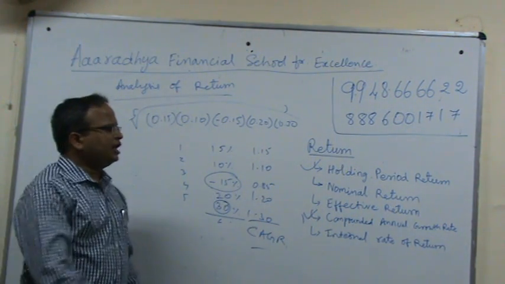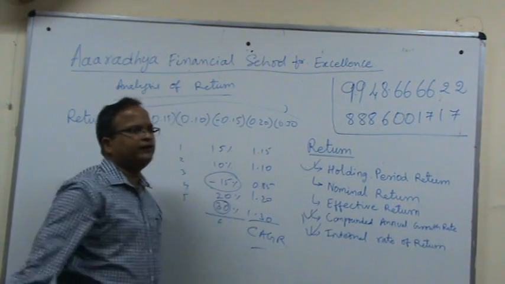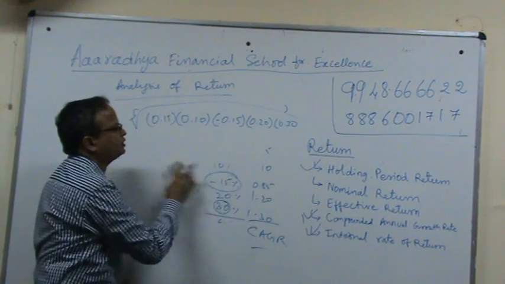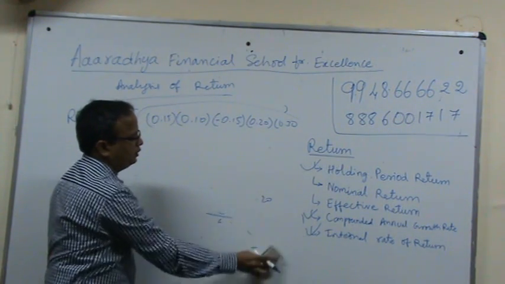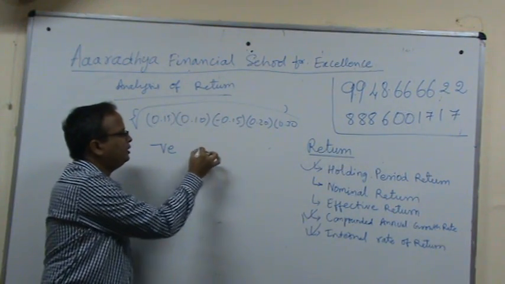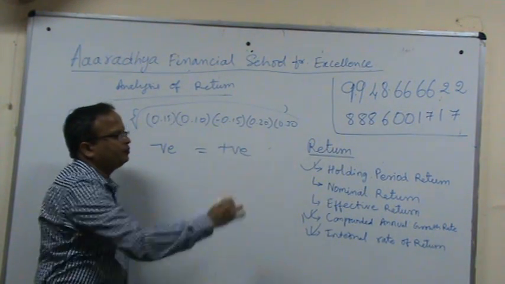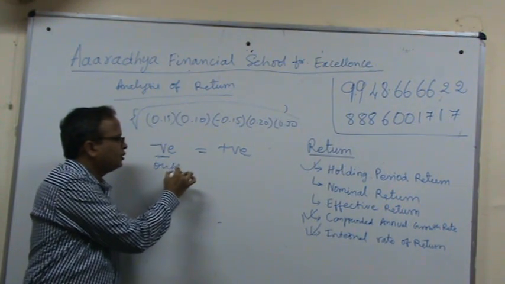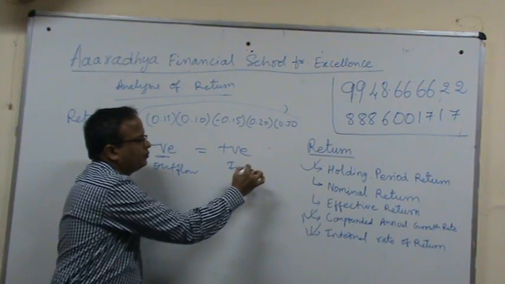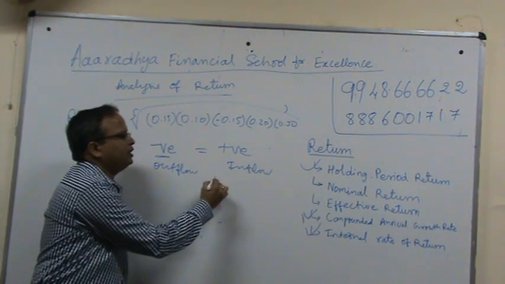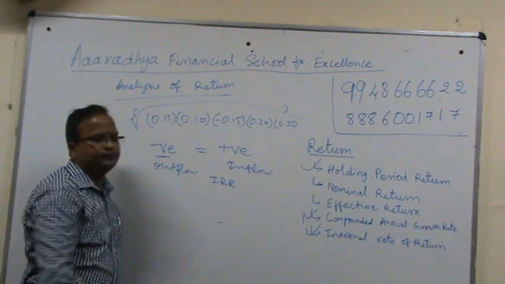Right? Now the last return which we talk about is the internal rate of return. Internal rate of return is exclusively the rate at which my investment, my outflow, and my inflow are the same. I have made an investment, this is my outflow, this is my inflow, and I say it is matching. The rate at which it matches is called the internal rate of return.